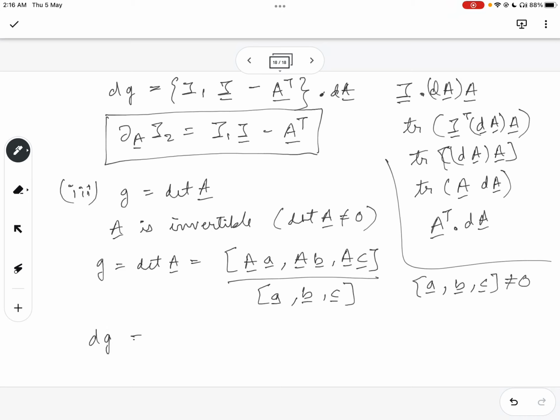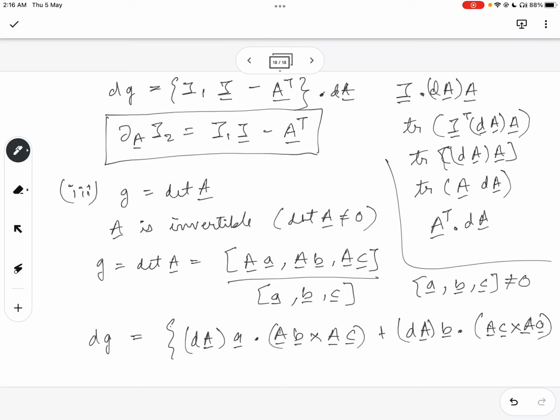So taking a differential of this becomes dA acting on a dotted with Ab cross Ac, plus dA acting on b dotted with Ac cross Aa, plus dA acting on c dotted with Aa cross Ab, divided by the box product of a, b, c.